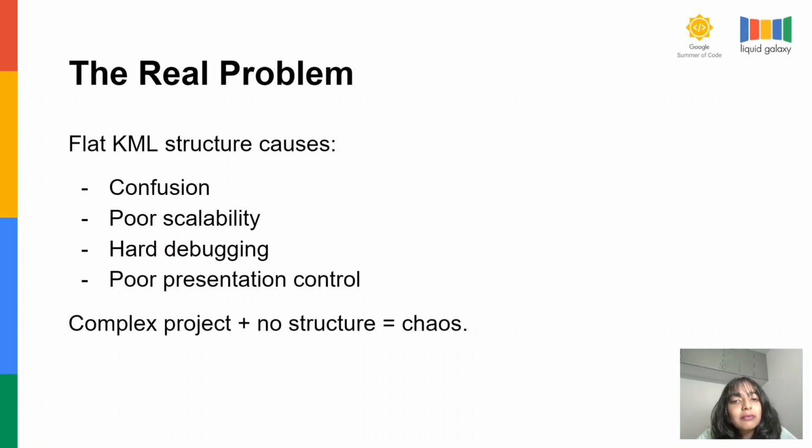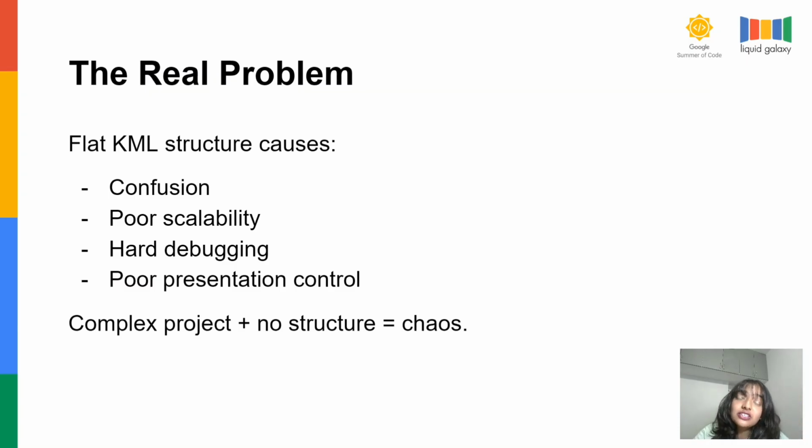There is no semantic meaning. Your code doesn't tell a story. It's just a list. This creates confusion. Meanwhile, when you grow from 20 to 500 elements, your XML file becomes a wall of text that no human can parse. This is the scalability issue. In debugging tax, if one element misbehaves, say a polygon is flickering, you have to scan thousands of lines to find it.